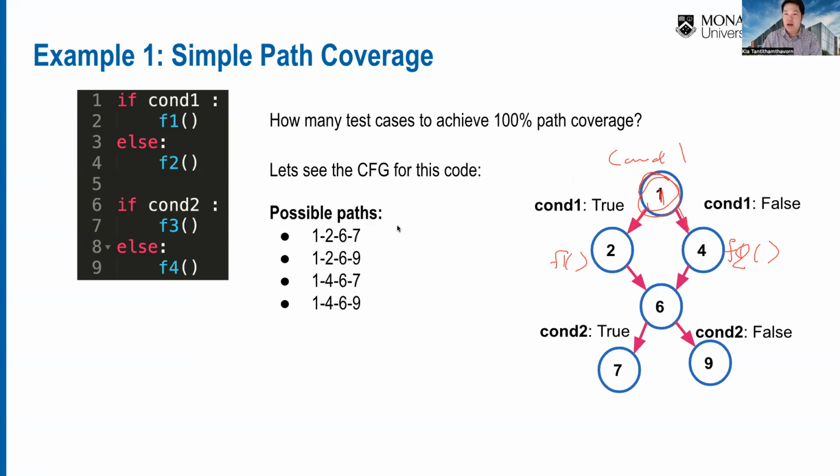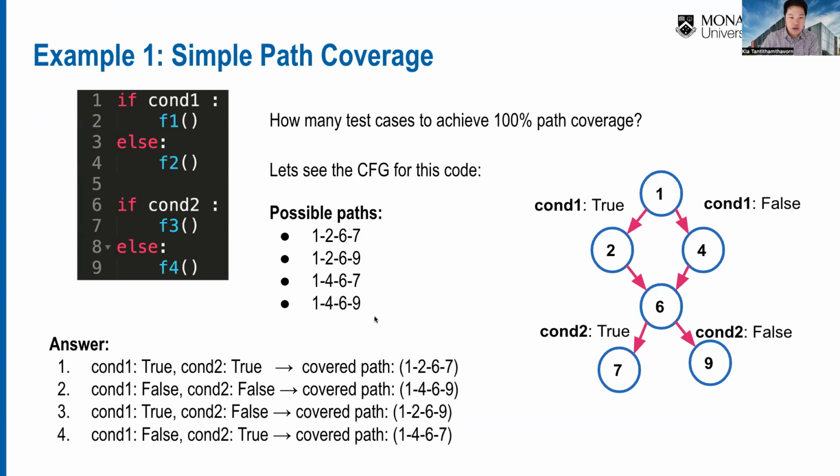So basically, what are the feasible paths? In the past, we just decided the test cases to ensure that we covered true and false, things like that. But right now, we look at the combination of the whole program, the whole file. So the feasible paths here should be 1, 2, 6, 7; 1, 2, 6, 9; 1, 4, 6, 7; and 1, 4, 6, 9. These are the 4 possible paths here. And how can we decide the test cases to capture all of these possible paths?